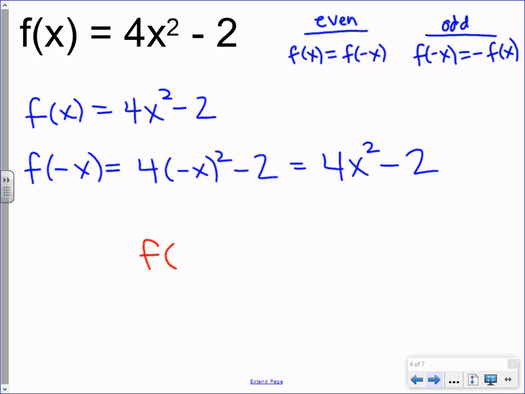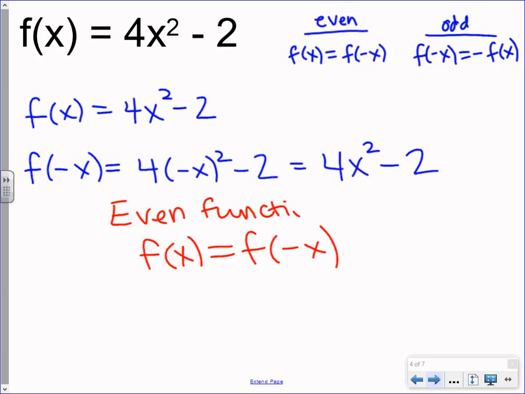That is what f of x is. So, since f of x is the exact same as f of negative x, we have an even function. Okay, f of x and f of negative x are the same thing, therefore we have an even function. That's what that will look like. Does that make sense? Excellent.